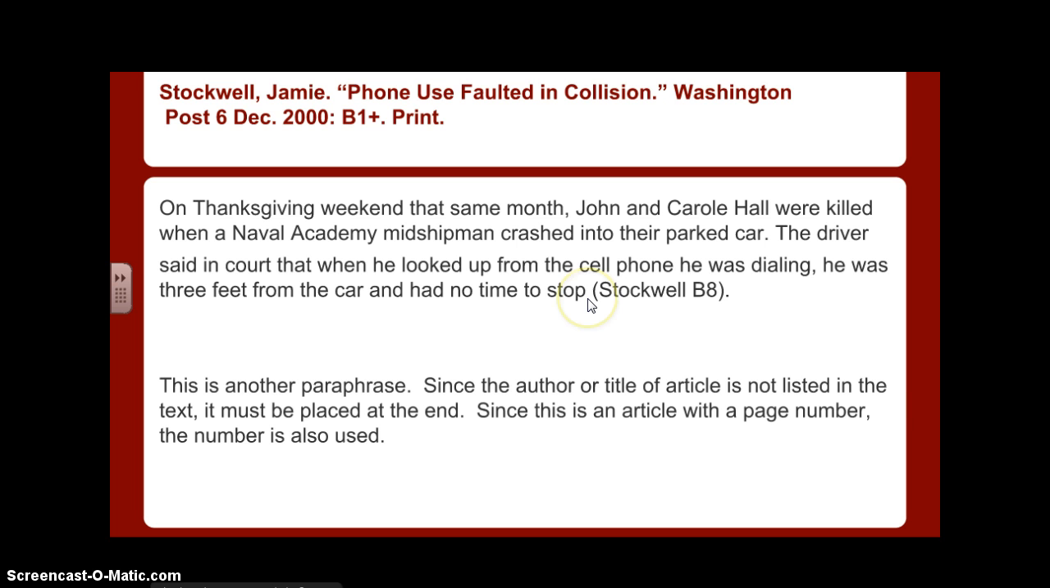Notice the period is not here. Parenthesis, information, parenthesis, period. Period goes here. Please, everyone, note: period goes here. All right, next slide.